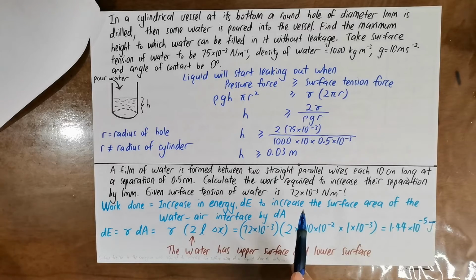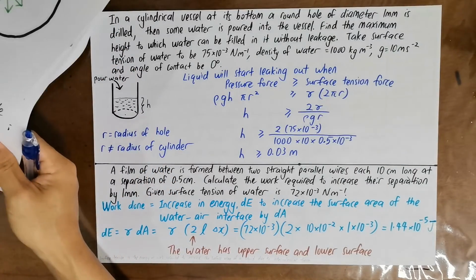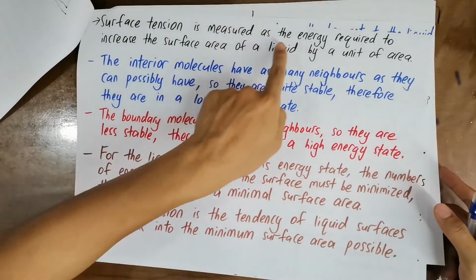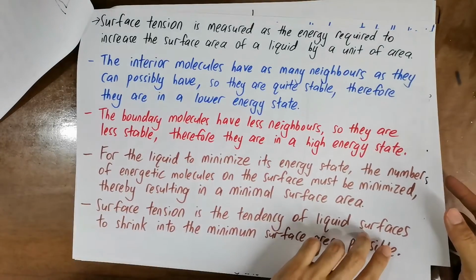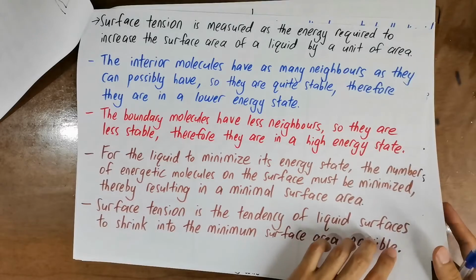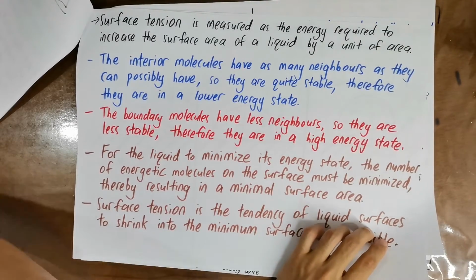Okay, so you know that the definition of the surface tension is the energy required to increase the surface area of a liquid by a unit area, okay? The surface tension is measured as the energy required to increase the surface area of a liquid by a unit of area.